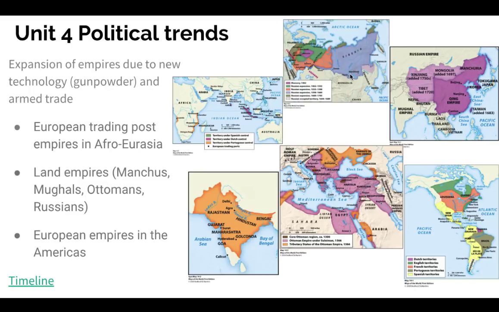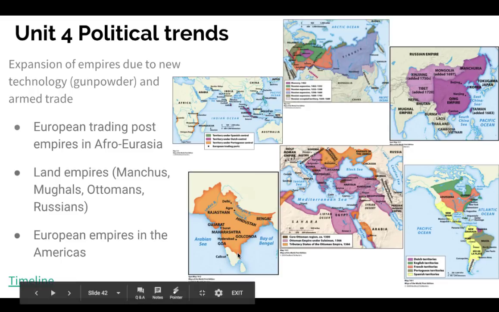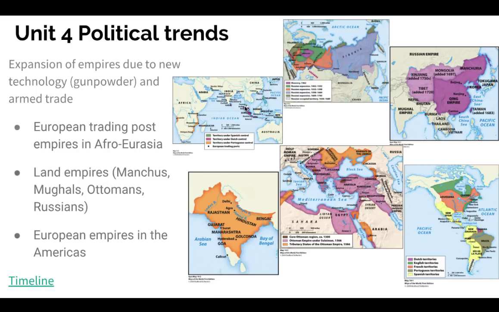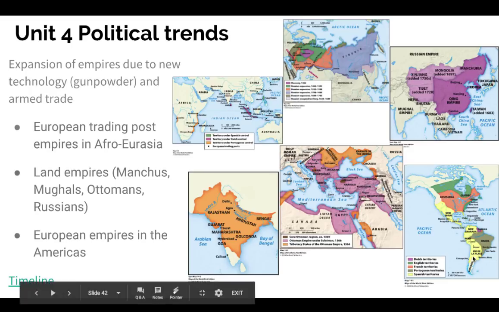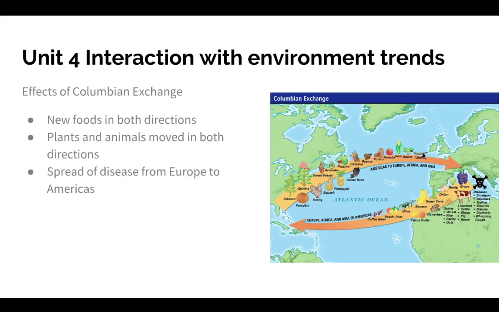We have the expansion of China, shown here. We have the expansion of the Ottoman Empire in the Middle East, shown here. We have the expansion of the Mughal Empire, all the way to most of India. And then this map shows the Portuguese and other Europeans beginning to have some control in Europe. So that's why we think about expanding empires. And then over in the Americas, we've got European empires due to European colonization.